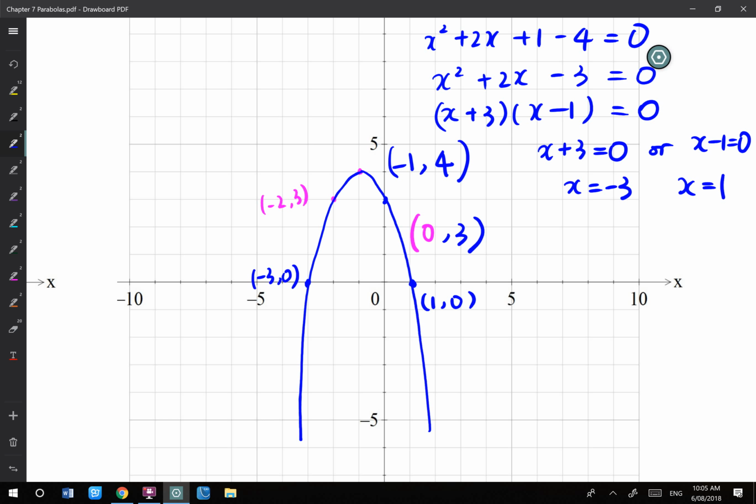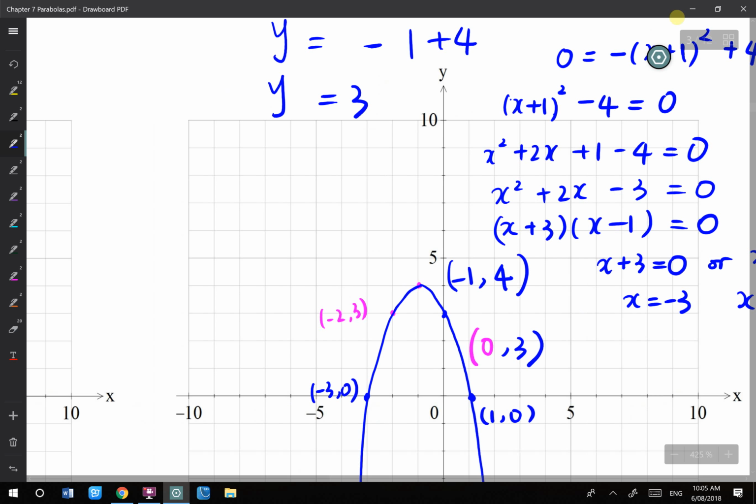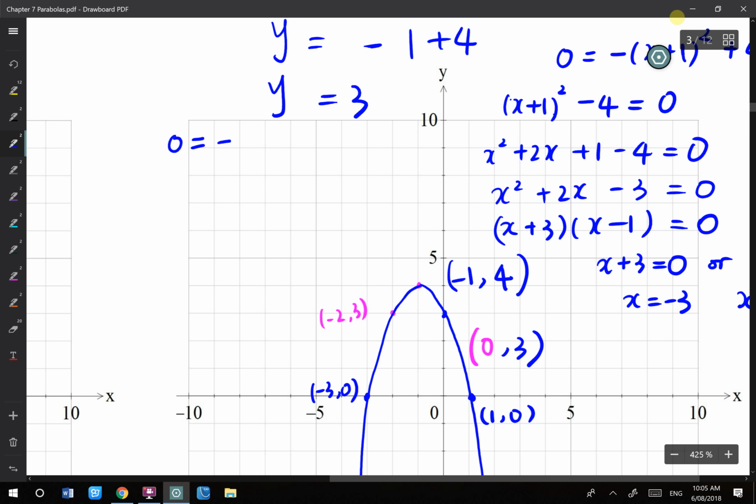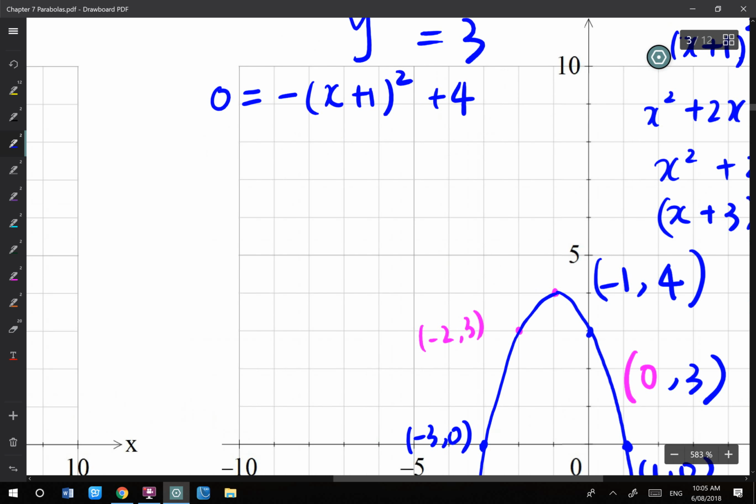I want to introduce another way to solve for this x-intercept rather than expanding. What we have is 0 equals -(x plus 1) squared plus 4. What I will do is move the square to the other side. So it's (x plus 1) squared equals 4.